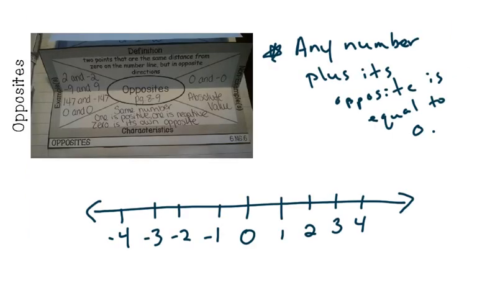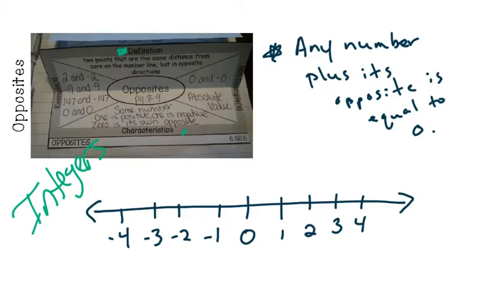Okay, now I want to talk to you about something called opposites. So opposites have to do with integers. Okay, so 2 points on a number line that are the same distance from 0, but in opposite directions are opposites. Okay, that's the definition. And you can see that on the vocab card here by definition. And then the characteristics, it's the same number. One is positive and one is negative, but 0 is its own opposite.